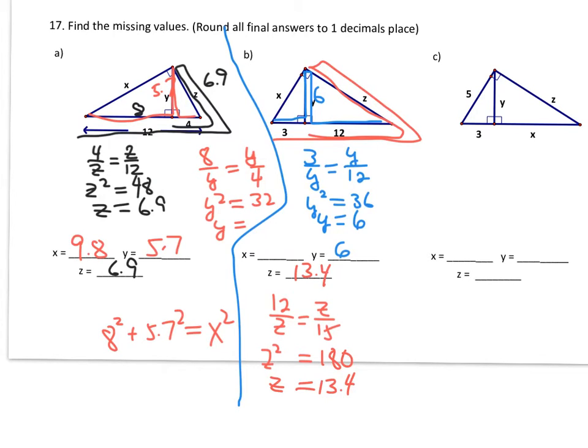To find x, I'll just apply the Pythagorean theorem. So if I look at this triangle right there, 3 and 6, I could say 3 squared plus 6 squared equals x squared. So solving that, you would get 9 plus 36 is x squared. So x squared is 45. When we square root that, we would get a decimal approximation of 6.7.